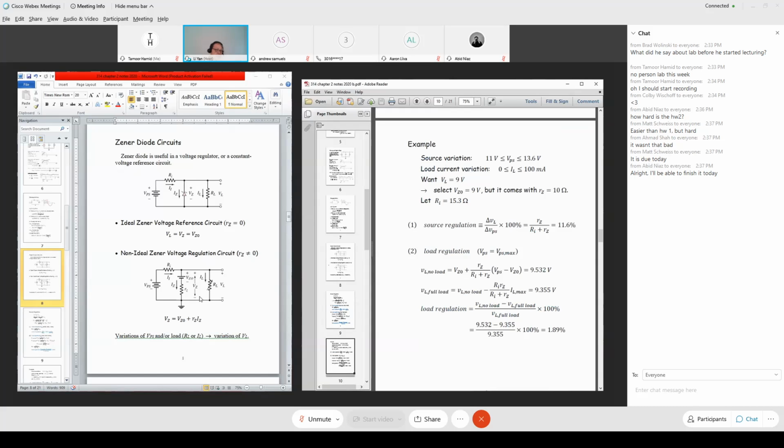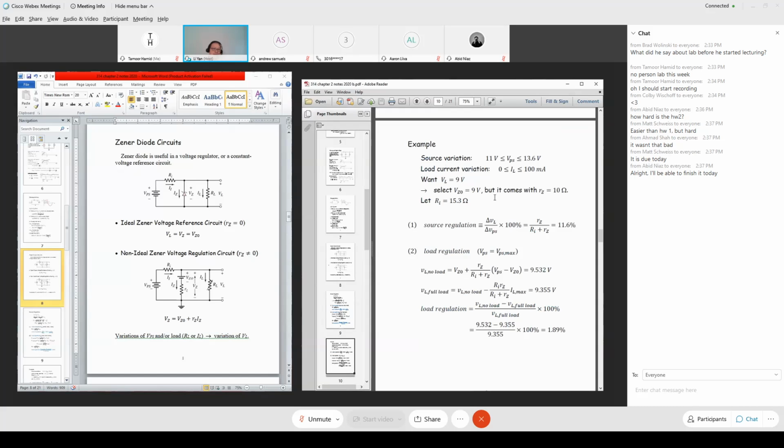And what we want is the load voltage, VL, to be as stable as possible at a nominal level of 9 volts. So we want VL equal to 9 volts. Well, we know the input voltage is non-ideal, not constant, but we want to stabilize the load voltage at 9 volts. So what do we do? Our gut feeling is to select a Zener diode with reverse breakdown voltage equal to 9 volts. That's our initial gut feeling for the selection.